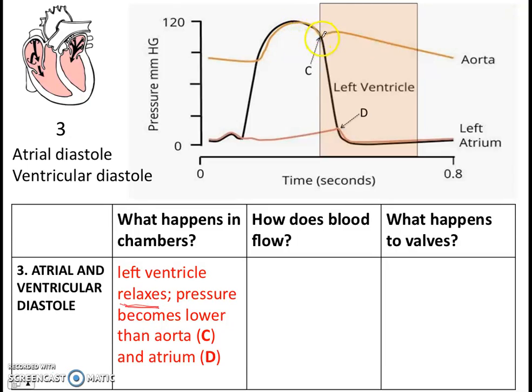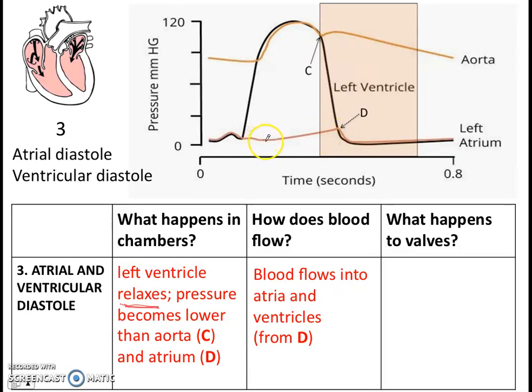And at point C, the pressure in the ventricle becomes lower than the pressure in the aorta, and it decreases further. And at point D, the pressure in the left ventricle decreases such that it becomes lower than the pressure in the left atrium. So how does blood flow at this point? Well, blood at this point starts to flow into the atria and then into the ventricles.